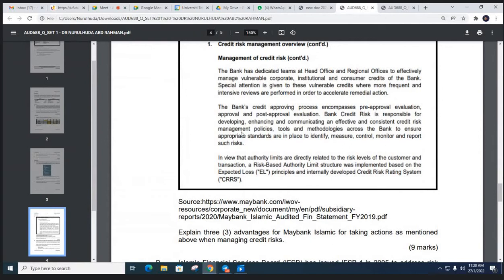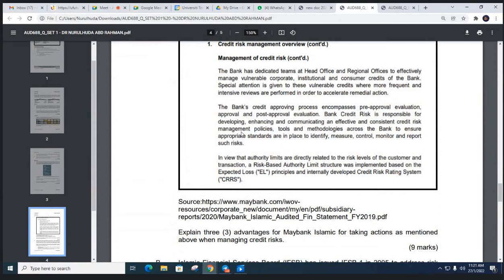Okay. By having, dia ada apa ya? Policies. By having a credit risk management policy, Maybank is following the FSB guideline. Kan? Kalau you tengok FSB guideline tu, dia ada requires the FI to have policy. Okay. So following the FSB risk management guiding principles.